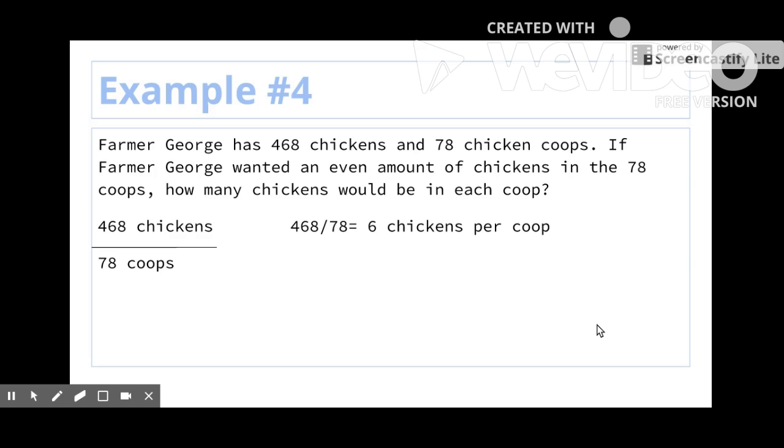Our last example is Farmer George has 468 chickens and 78 chicken coops. If Farmer George wanted an even amount of chickens in each coop, how many chickens would be in each coop? The answer is 6 chickens per coop.